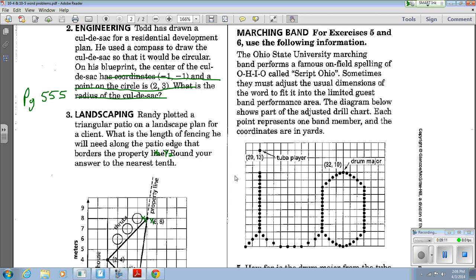And I actually watched my high school band director do this one time. He actually placed it on a coordinate grid. And this is what they do.